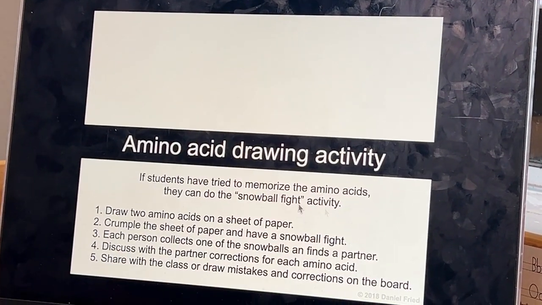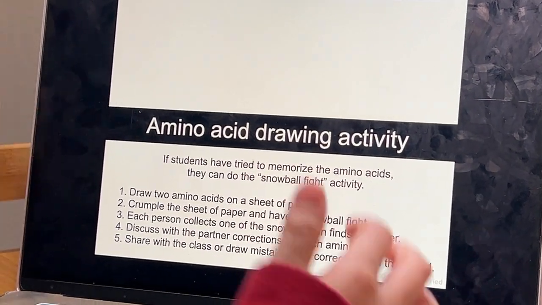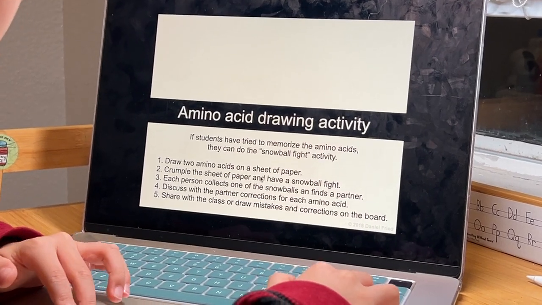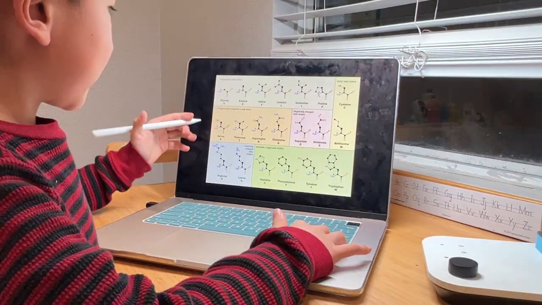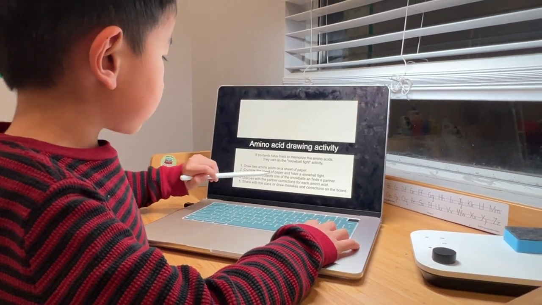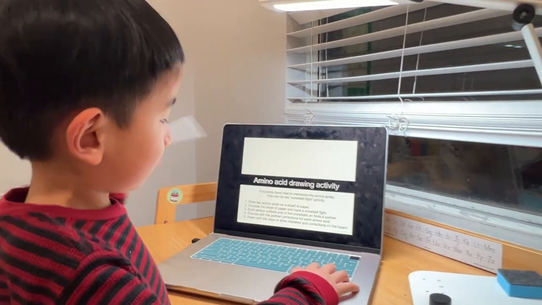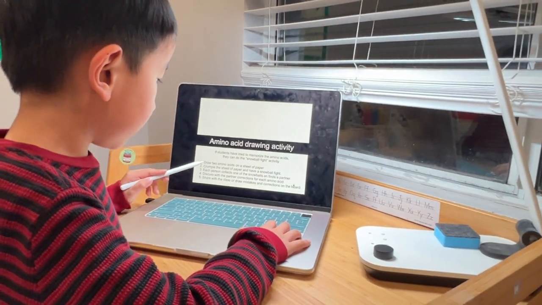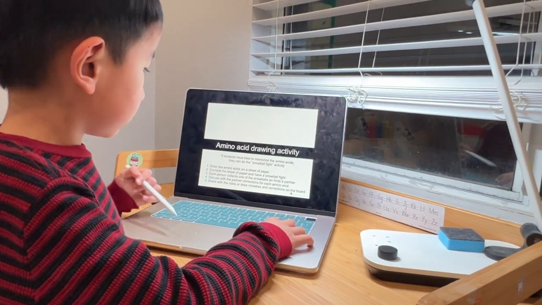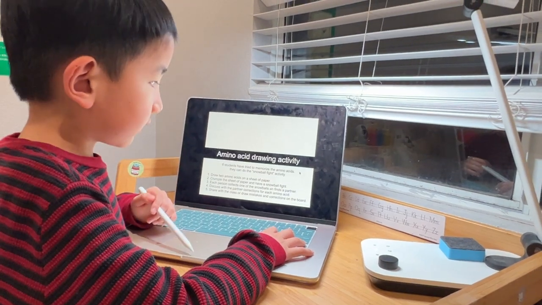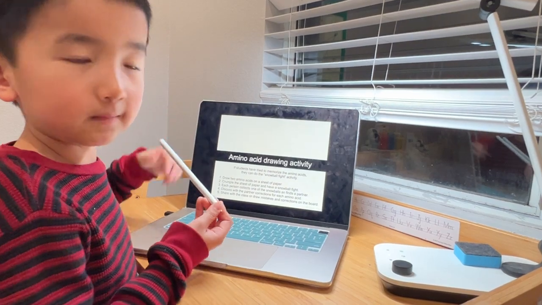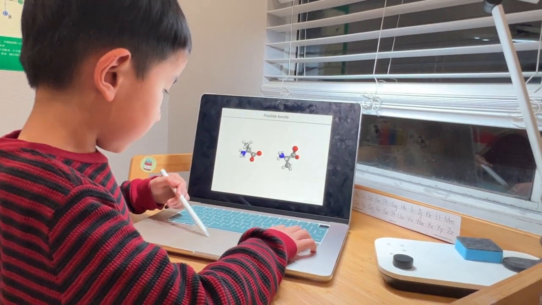Now, an amino acid drawing activity. If you can, have a snowball fight. This is actually very freezing because it's winter right now. Draw two amino acids on a sheet of paper, for example, one person will draw alanine and aspartate, and then crumple the sheet of paper and have a snowball fight. They throw it around, each person collects one of the snowballs and finds a pattern. Discuss what the problem could be, and draw mistakes and corrections on the board. So this is a good idea. If you're doing it on your own, you can do it with your parents, your family, or your friends.